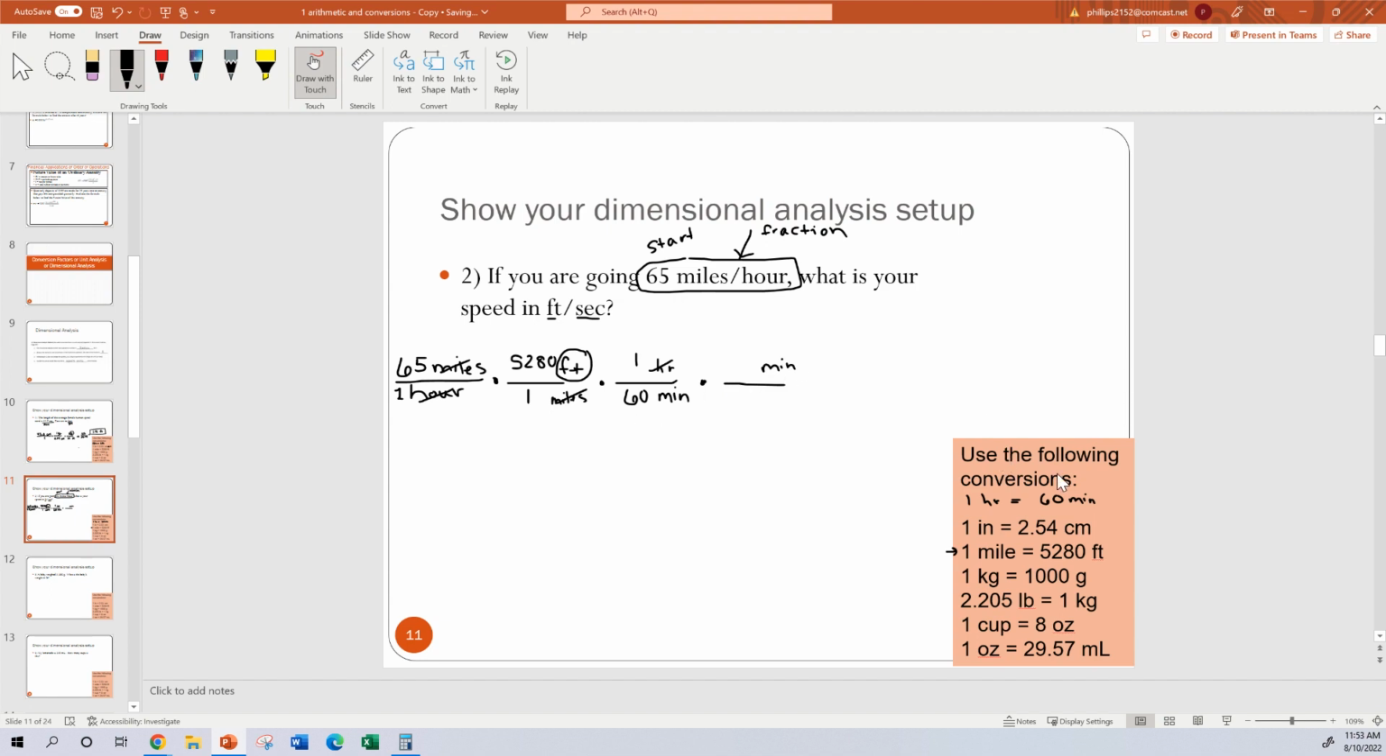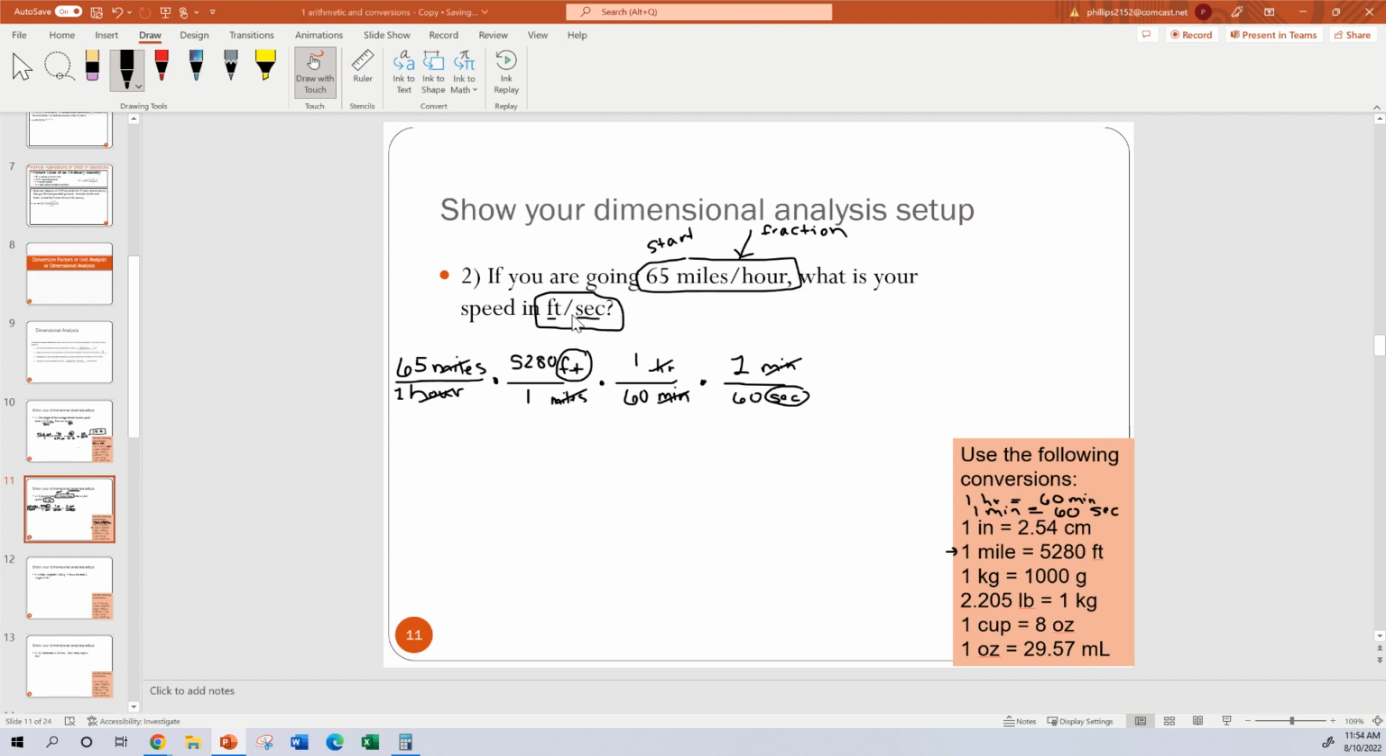Well, what do I know? I know that 1 minute is equal to 60 seconds. And so I'll put that in. So 1 minute is 60 seconds. So minutes is set to cancel. Seconds remains. And this is so cool. Seconds is in the denominator, which is what the goal was.